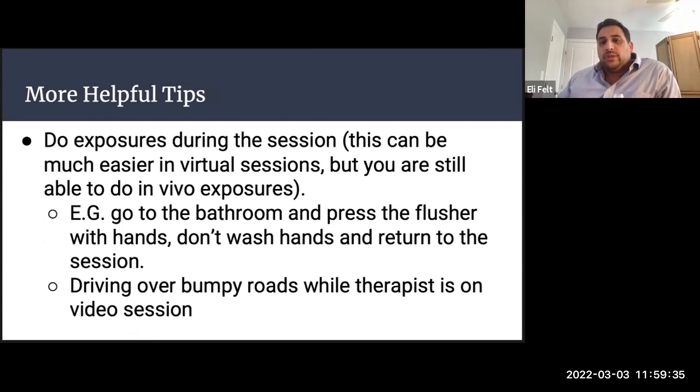week. But doing them in session, versus just spending the 45 minutes talking about other things, is not going to be as helpful as doing the exposure. Even, like, I'm virtual, so it's much easier for me to do exposures with the patient in session. But if you're in the office and the patient has contamination OCD, you can do things like, okay, now you're going to go to the bathroom, you're going to press the flusher, you're not going to wash your hands, and come right back into the session. Things like that might be very helpful for the patient, not being afraid to do things in session.